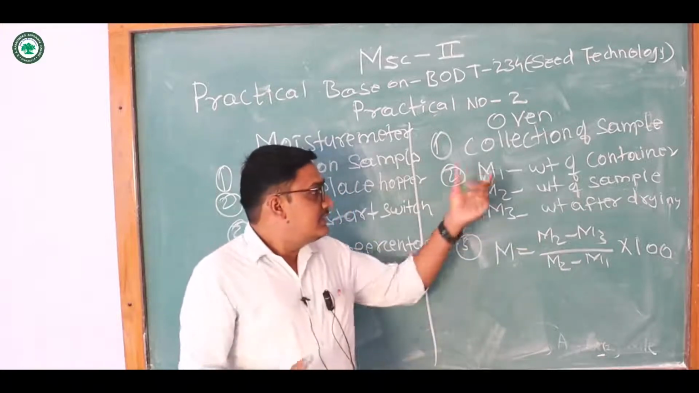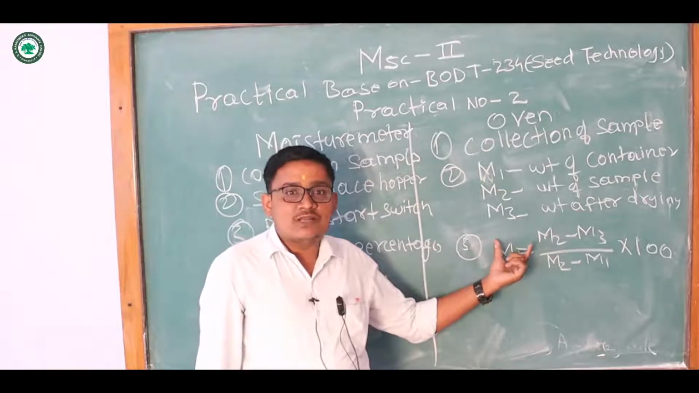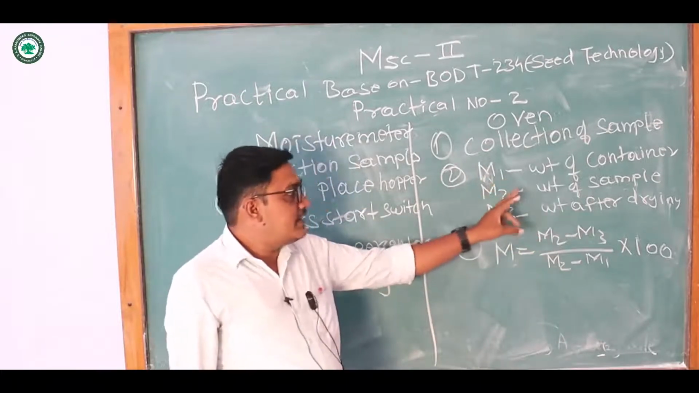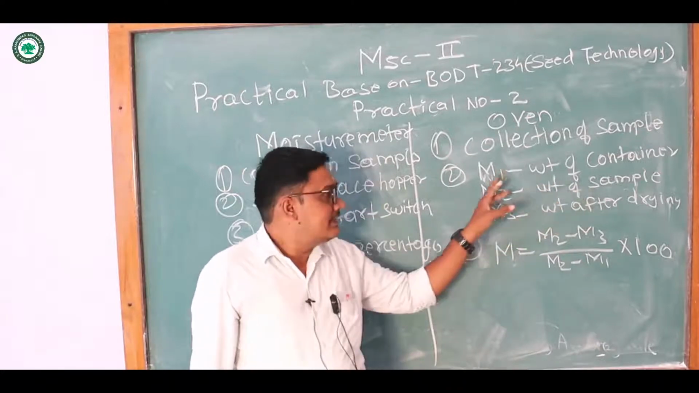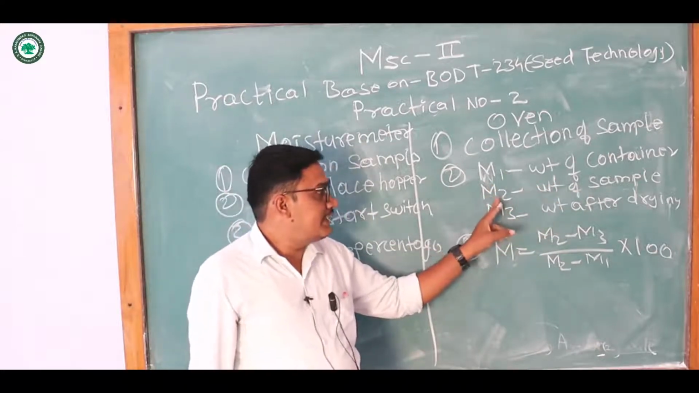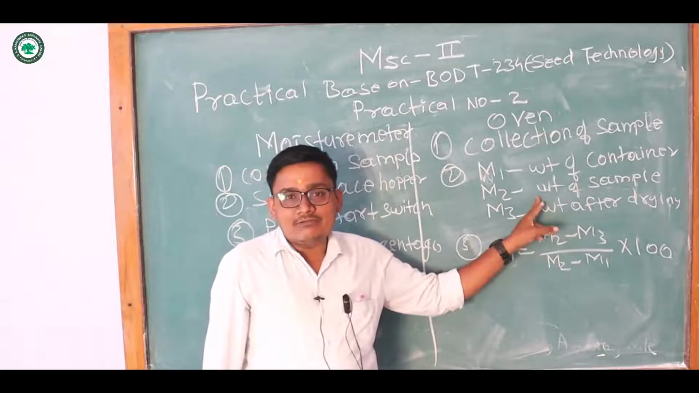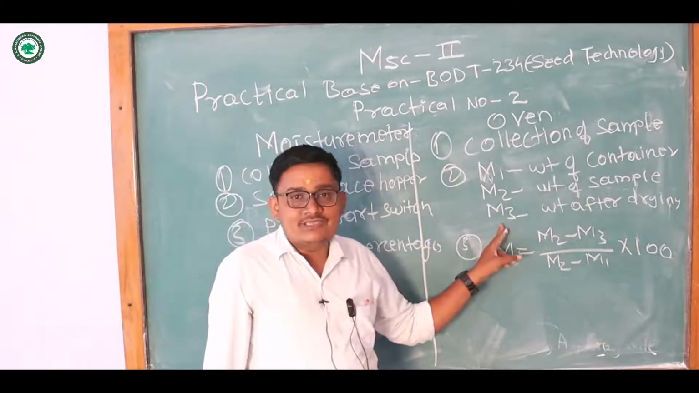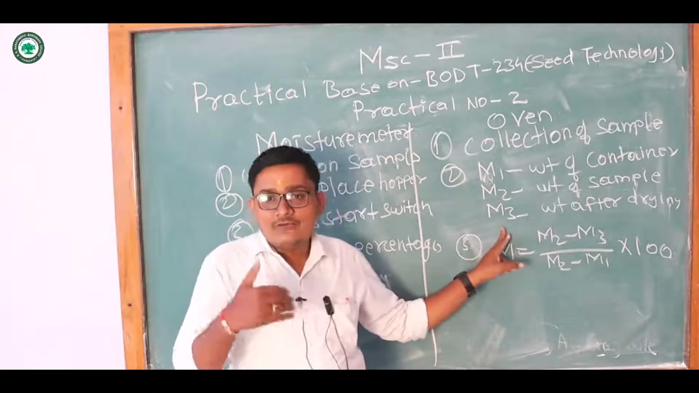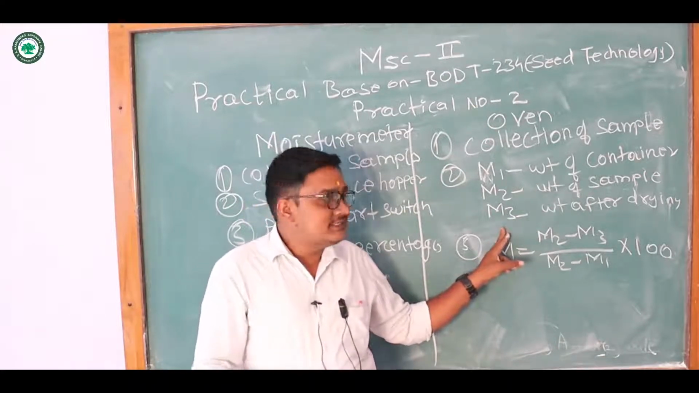In the sense of there are some experimentation work given. First we have to take M1, it is nothing but the weight of a container. Then we have to take the sample number 2, that is M2. It is nothing but the weight of a sample. Then last, that is M3. M3 is nothing but the weight after the drying of a seed sample.